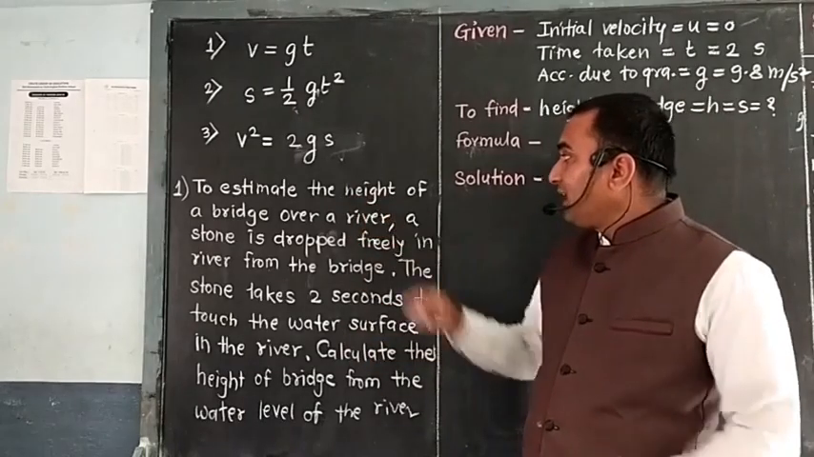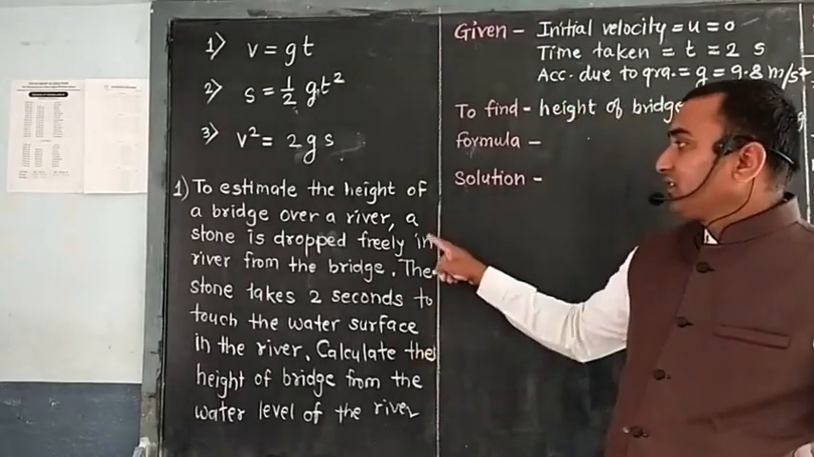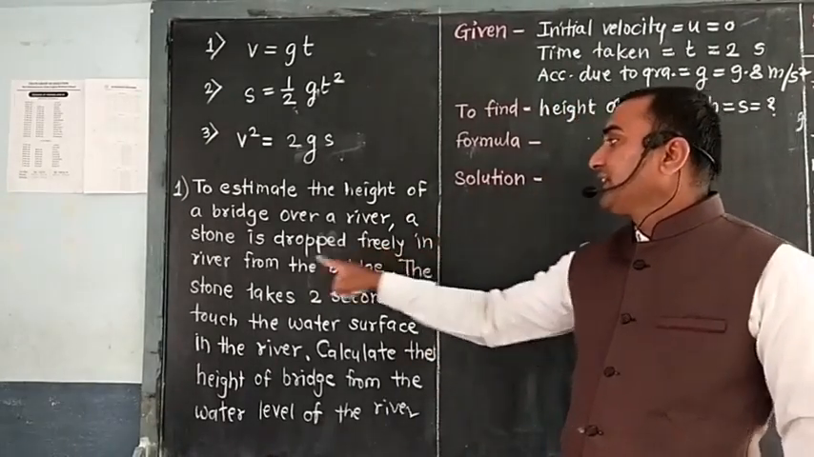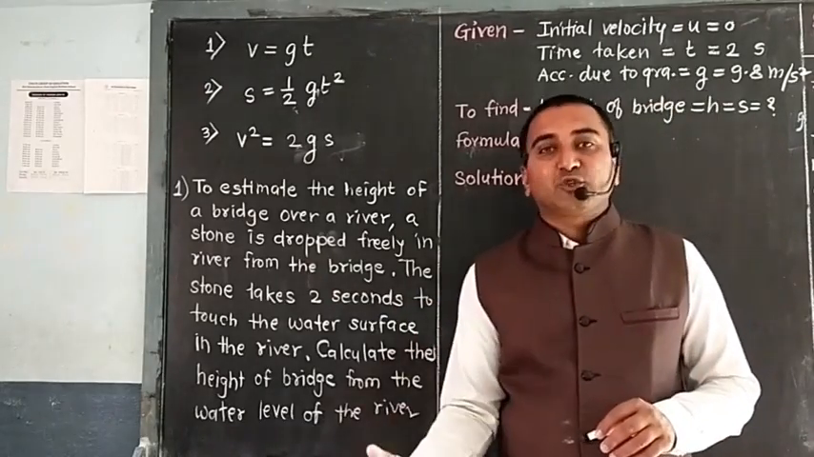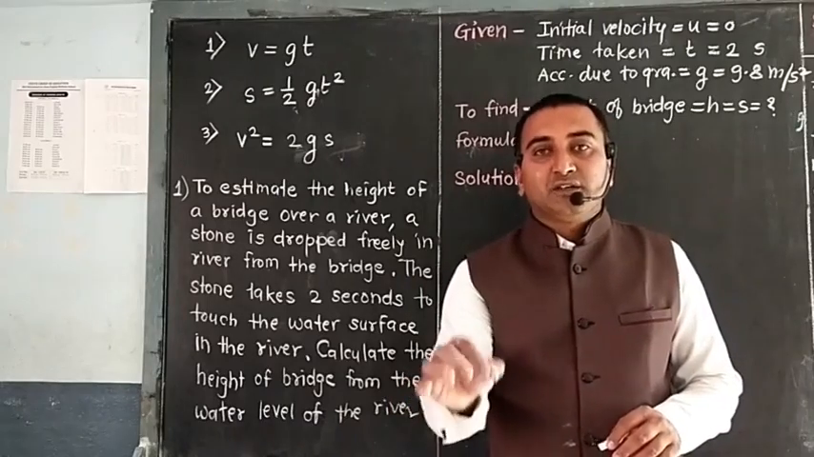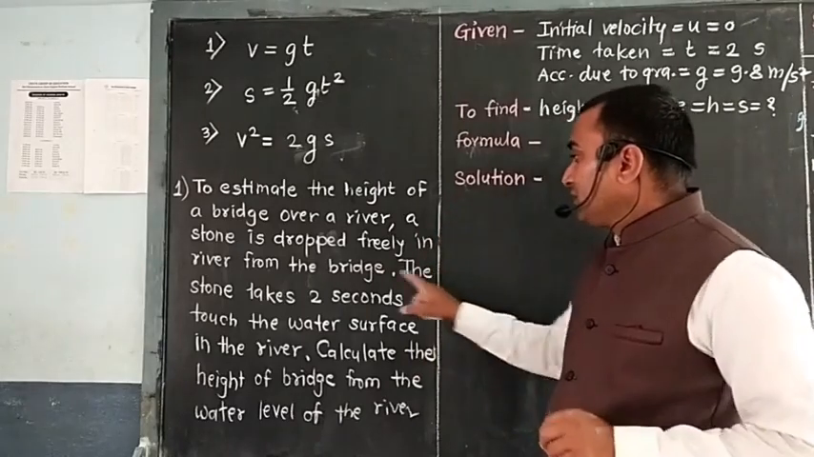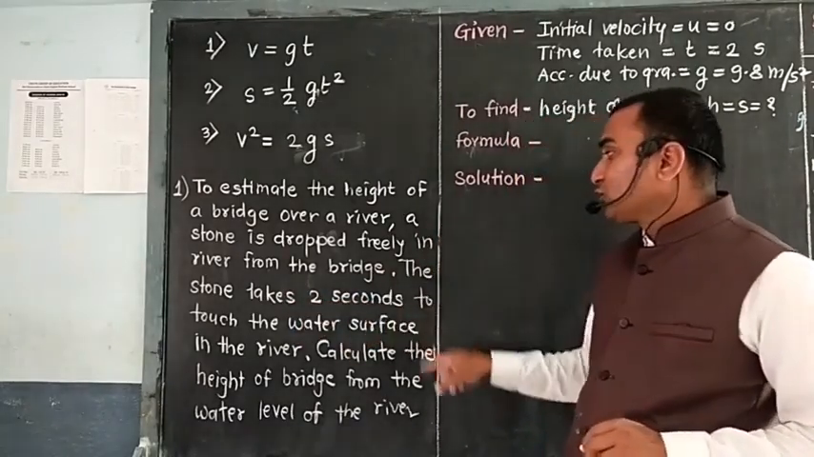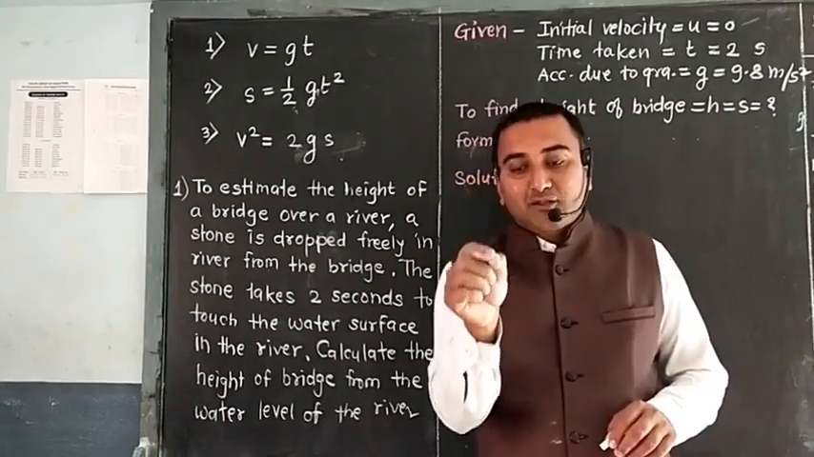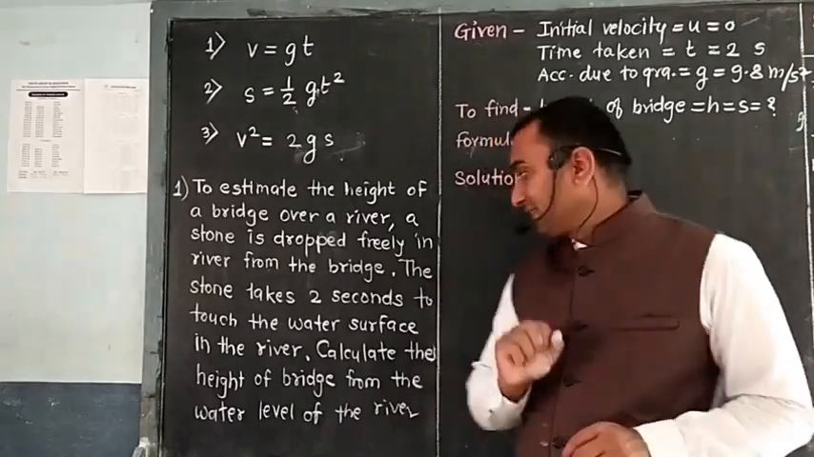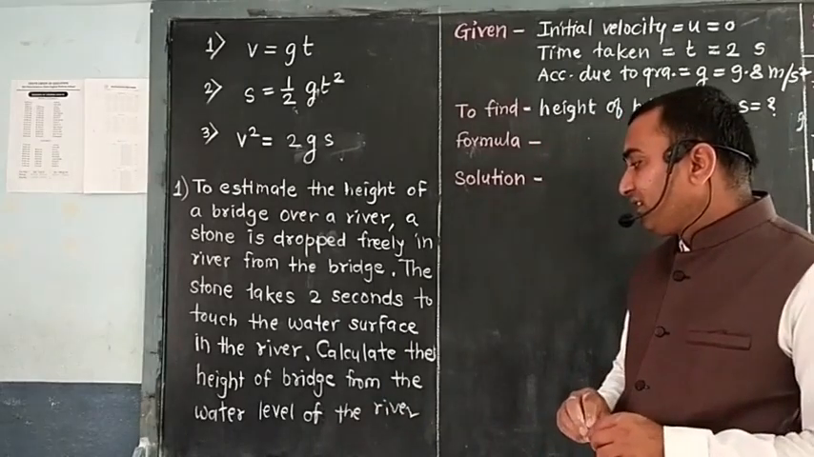To estimate the height of a bridge over a river, a stone is dropped freely in the river from the bridge. We are standing on the bridge, we have taken one stone and we are dropping that stone down into the river, freely. The stone takes 2 seconds to touch the water surface in the river. That means the time taken by the stone to travel the distance is 2 seconds. Then calculate the height of the bridge from the water level of the river.